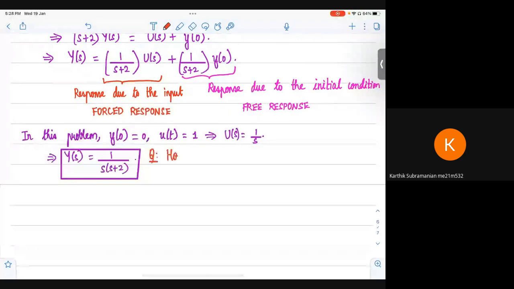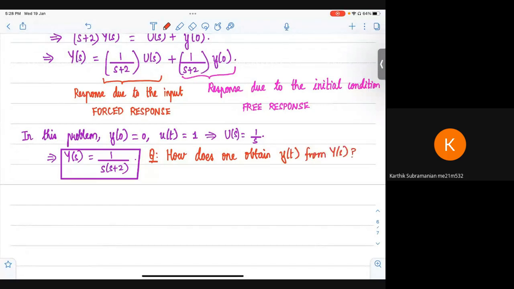How does one obtain y of t from y of s? Okay, so it's an important question, right? Because we have to get the function y of t from this y of s. So the answer to that is essentially we need to take the inverse Laplace transform.